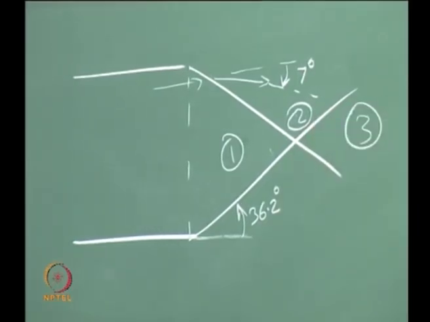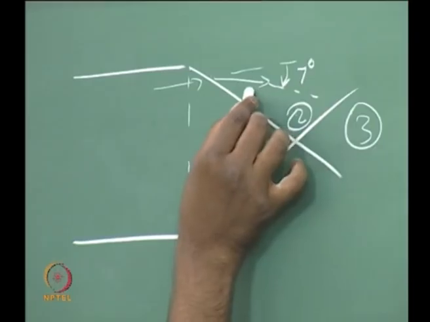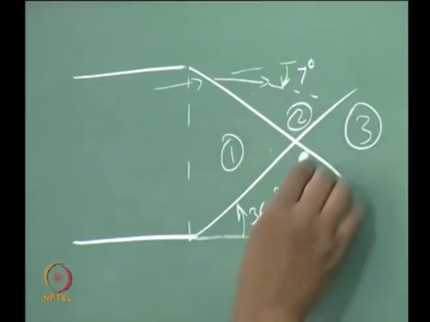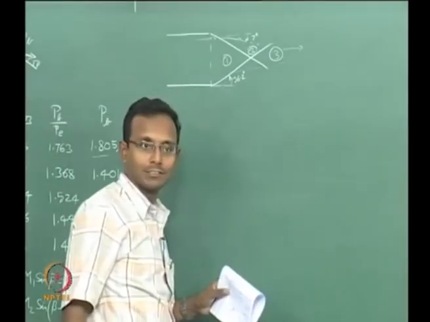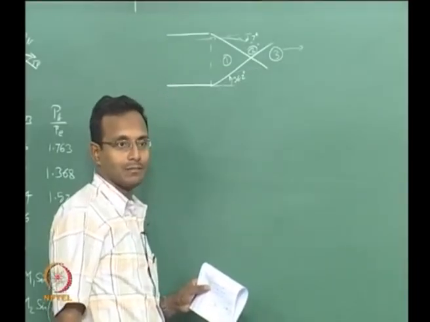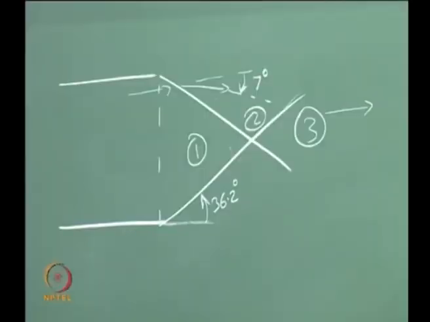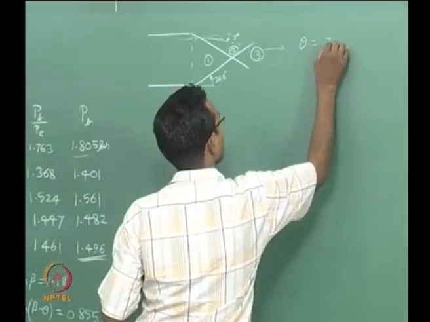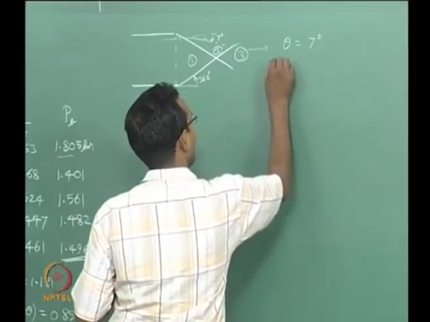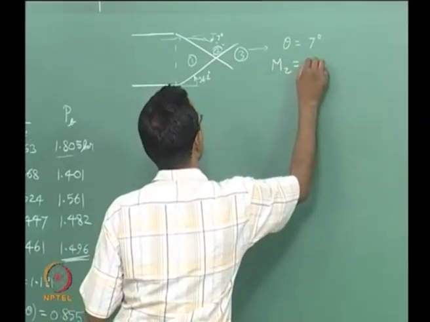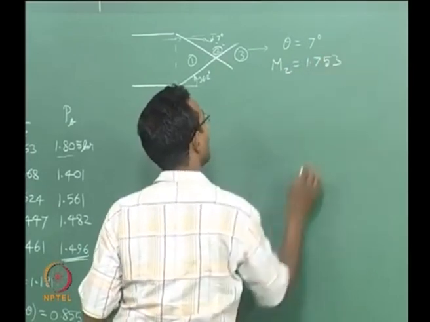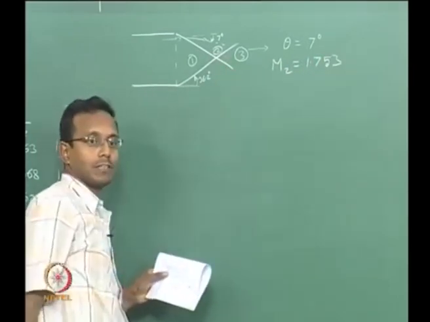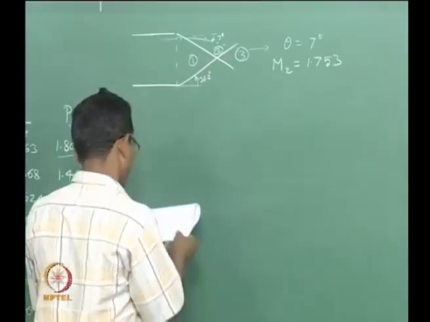I want to find region 3. How will I find region 3? I know my Mach 2 there. I have a shock which will turn it back to parallel to the axis. What will be that angle? Again 7 degrees. So, in this case I am given theta equal to 7 degrees as the input, and M2 is given to be 1.753. Now, I have to find M3 here. Again oblique shock, we have to just go through the whole process.